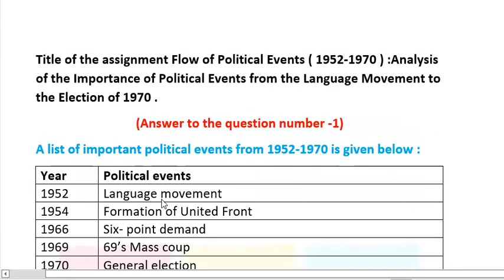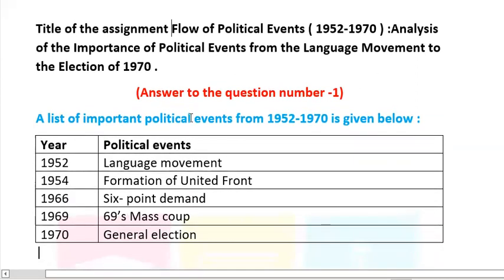Title of the assignment: Flow of political events. Analysis of the importance of political events from the language movement to the election of 1970. Answer to the question number 1.